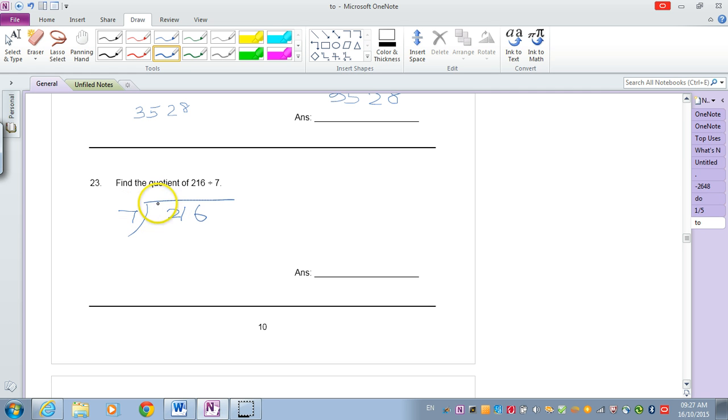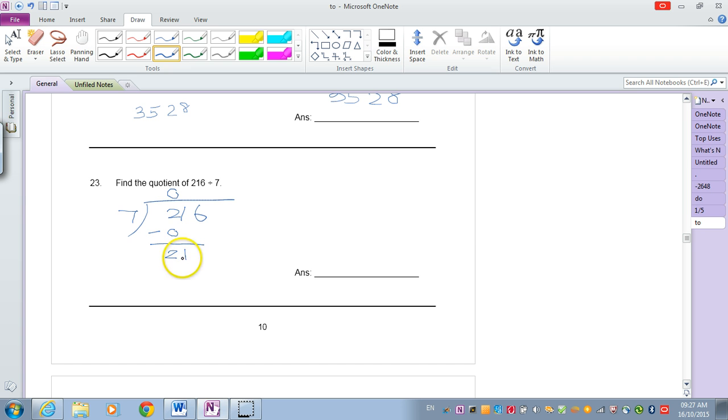Can 2 divide by 7? No, so we have 0. So 0 times 7 gives us 0. So 2 minus 0 will give us 2. You will do one digit at a time. Then we will bring down the digit 1.